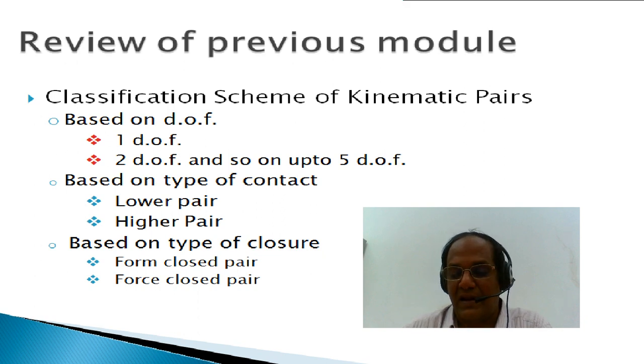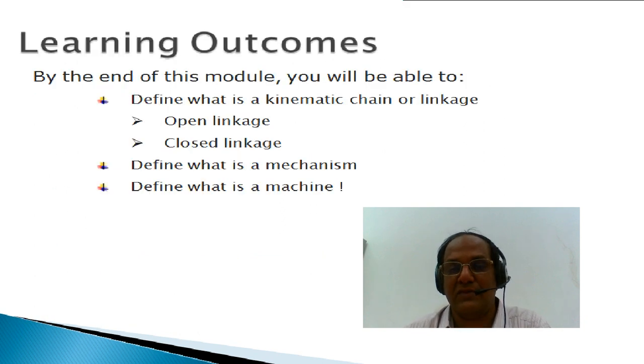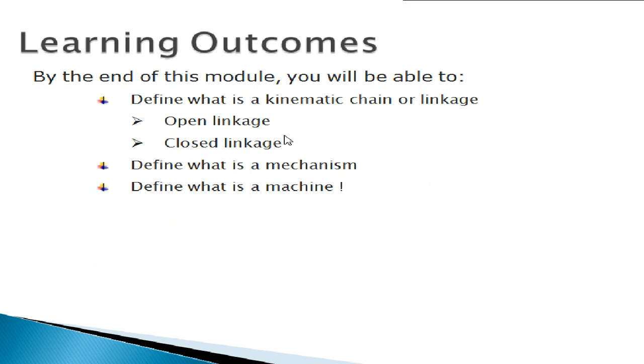Having said that, let us go into the learning outcomes of the present module. In the present module, we are going to see what is meant by a kinematic chain or a kinematic linkage, and in specific we are going to see what is an open linkage, what is a closed linkage, and then we'll define what we mean by a mechanism, and then we'll define what is a machine.